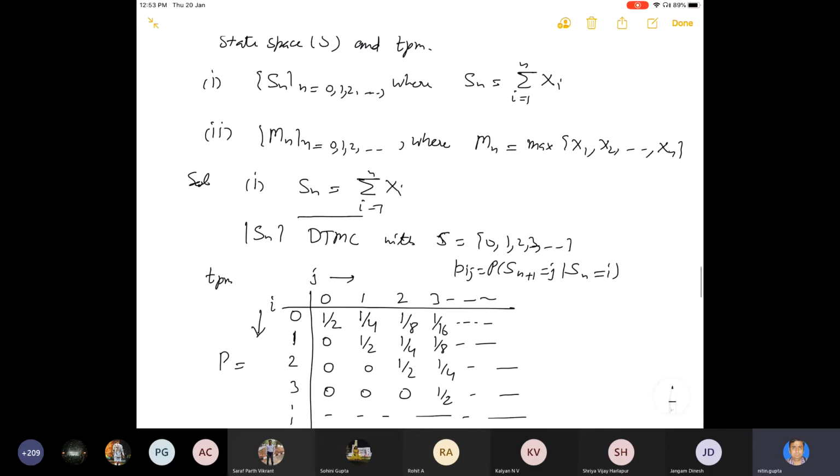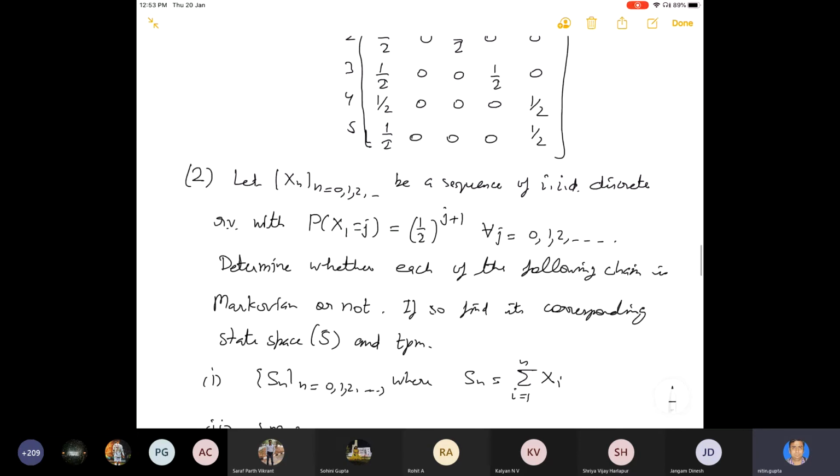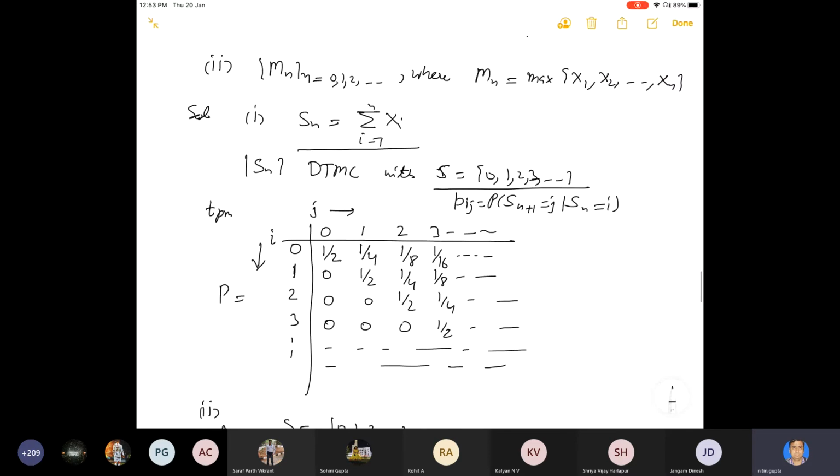Sn is basically a sum, and the state space for that is 0, 1, 2, 3, and so on, because xi can take values 0, 1, 2, 3, and so on. So the summation can also take values 0, 1, 2, 3, and so on. It is clear because the summation x1 plus x2 can take value 0 or 1 or 2 or 3 or so on. So therefore, the state space is this. Now, Sn is a discrete time Markov chain. It is also clear because the future Sn plus 1 depends on Sn, not on how we have reached Sn. So that is a discrete time Markov chain.